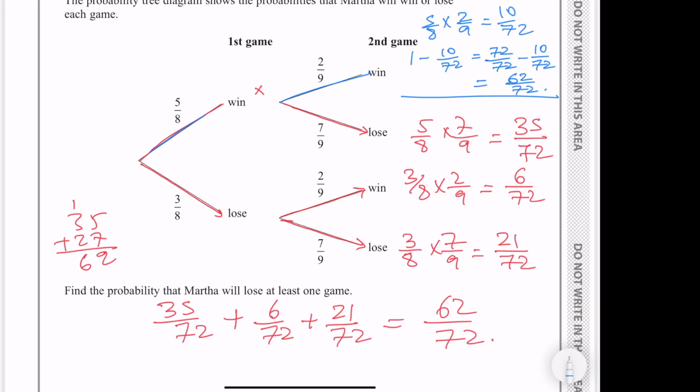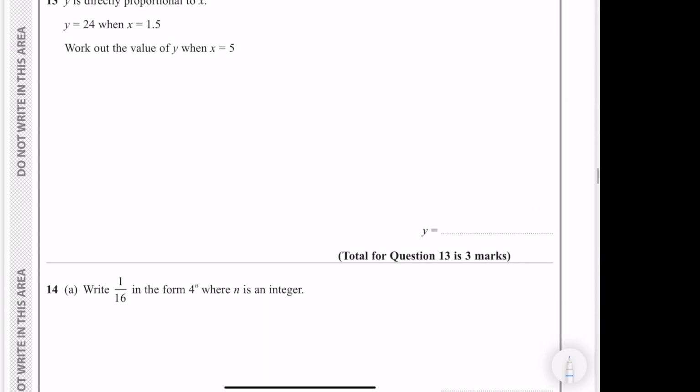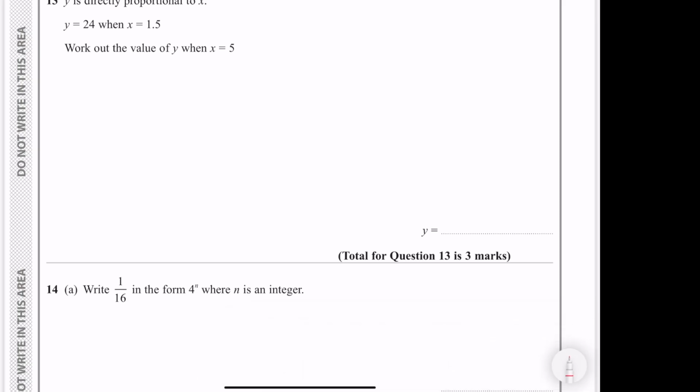Alright, so no time to waste. Let's move on to question 13. So this is also good for higher and foundation. It's still good for foundation because it's direct and inverse proportion, and the power is just 1, so it's still useful for foundation. So y is directly proportional to x. We write it like this.